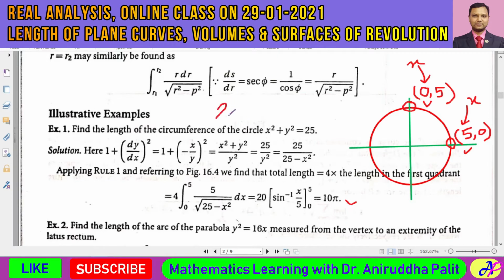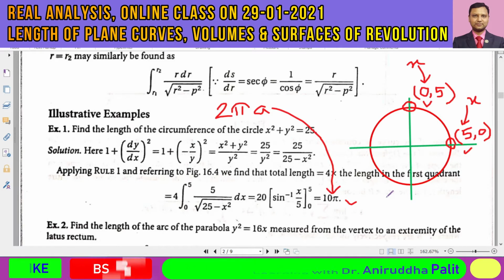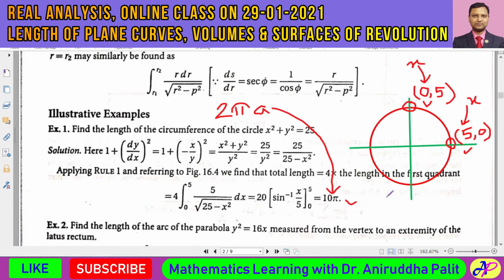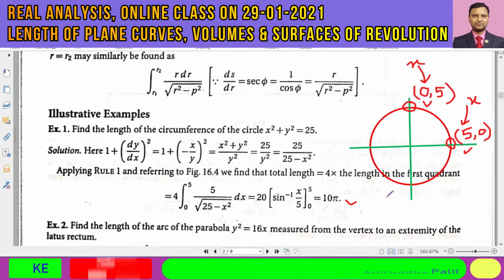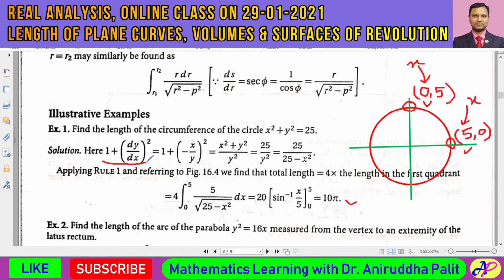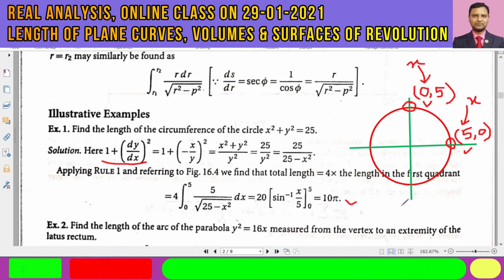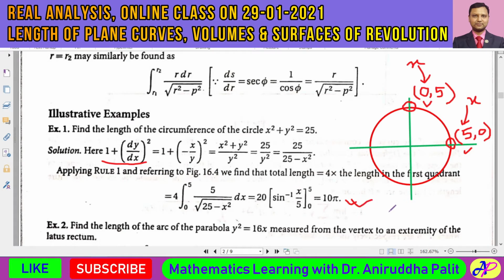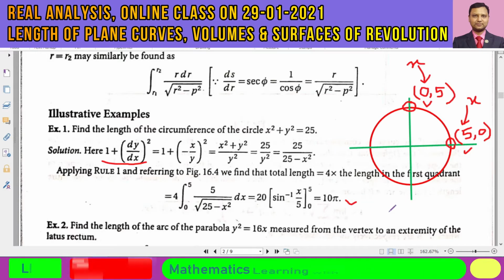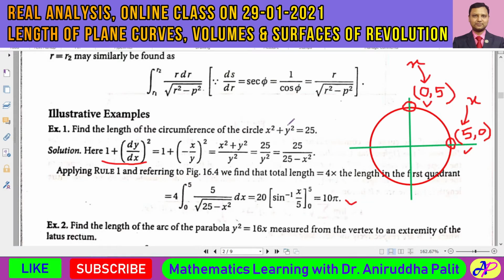And you see, by the formula 2 pi a, we would get the same result, because over here a is equal to 5 units. If you put a equal to 5, you would also get the same result, 10 pi. Got it? So with the help of this kind of formula, we are able to find the length of this kind of simple curve. The curve is simple over here because we know the formula for the circle. But if we don't know the formula, then by this technique, we can obtain the length of the curve.